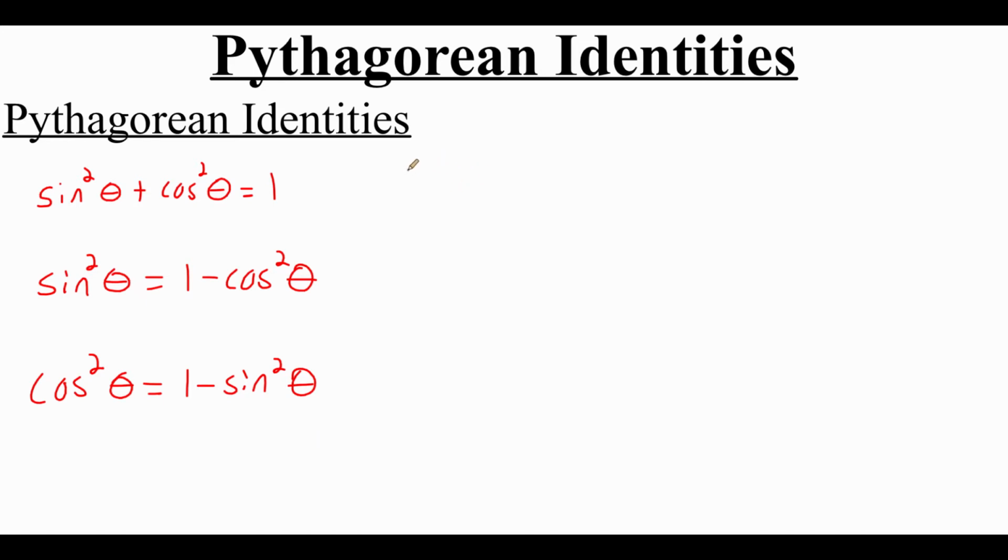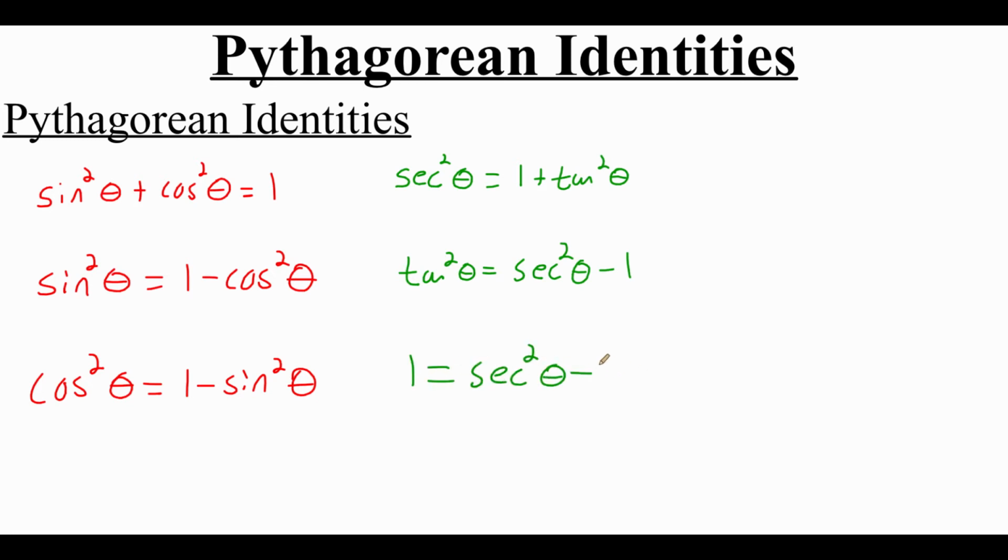Now my next Pythagorean identity says the secant squared of theta is equal to 1 plus the tangent squared of theta. And again, I can rearrange this to get different forms of this Pythagorean identity. So one thing I could do is subtract this 1 over to the other side. Then my identity would say tangent squared of theta is equal to the secant squared of theta minus 1. Or if I wanted to, I could subtract the tangent squared over. Then my identity would say 1 equals secant squared of theta minus the tangent squared of theta.